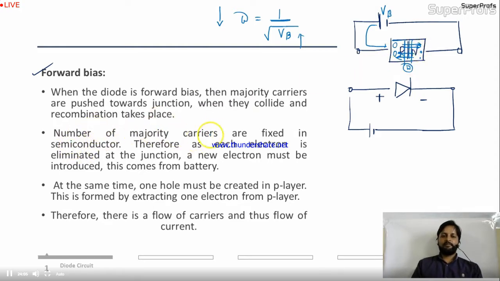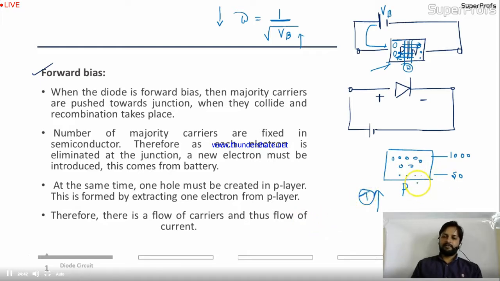Okay. So the number of majority carriers is fixed in the semiconductor. They are not affected by the temperature, so they are not coming in extra. But in the minority carriers, if initially, this is the P region I'm talking about, you are having 1000 holes and you are having minority carrier electrons, 50, suppose.